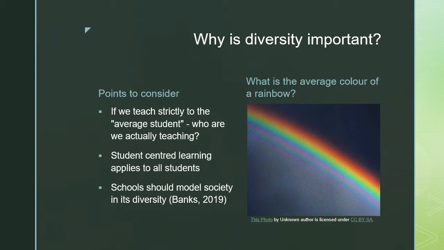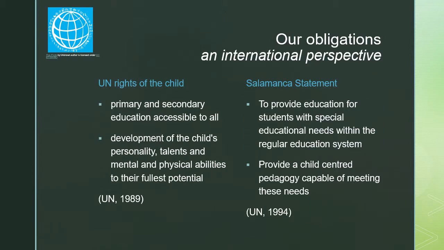Another argument for inclusive education is that schools should model society in its diversity. After all, we are preparing our students for life in the real world. So Australia has signed up to the UN Rights of the Child, which mention in Articles 28 and 29 the fundamental right of a student to access to education, and not only that, to education that helps them to develop to their fullest potential.